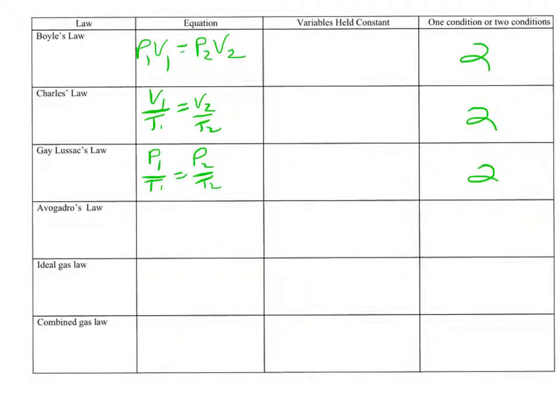To this point, we have done Boyle's Law, Charles' Law, and Gay-Lussac's Law. What we're going to be doing next is putting all three of these together. If you look, they share at least one of the three variables: pressure, volume, and temperature.